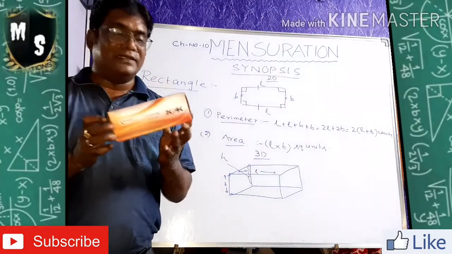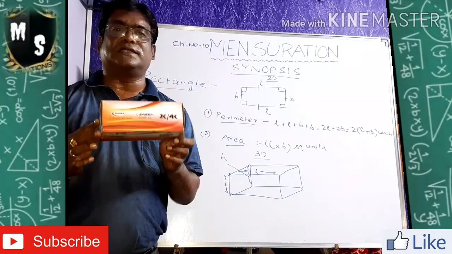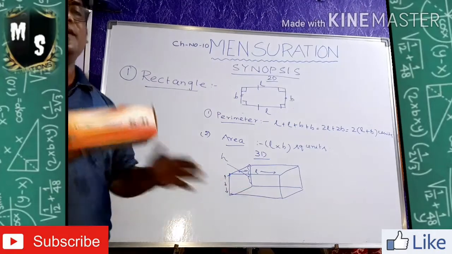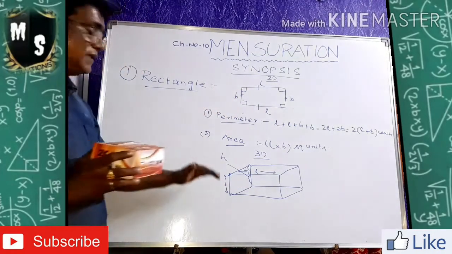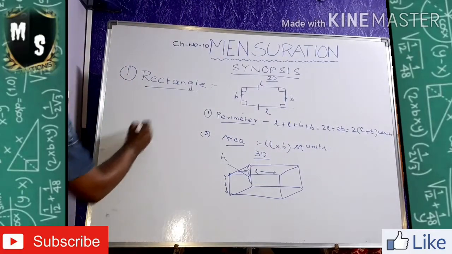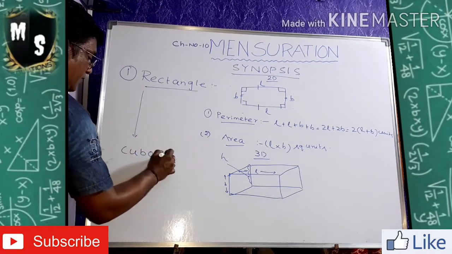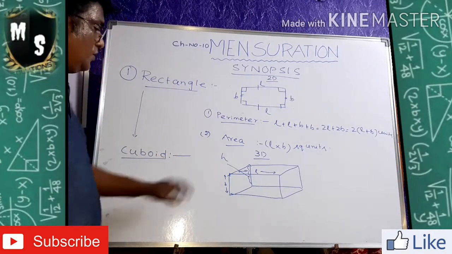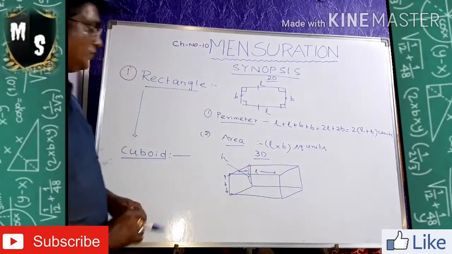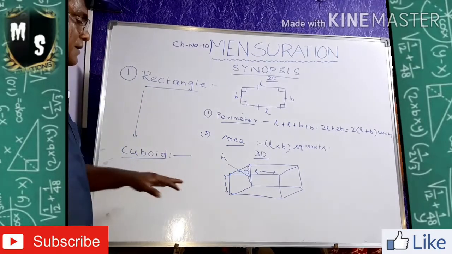So what is this called? This is an extension of a rectangle. This is called a cuboid. So when a rectangle, a 2D figure, is enlarged to a 3D figure, this is called a cuboid. So let's write it here. The rectangle has now become a cuboid, due to the height introduced. Here height is not there. Here height is there. So due to the introduction of this height, this 2D figure changed to a 3-dimensional figure, and it is called a cuboid.